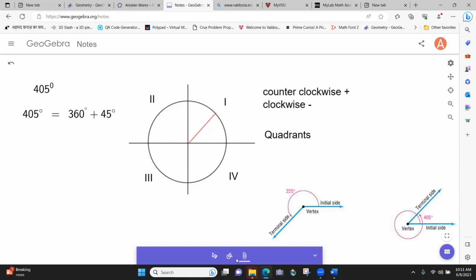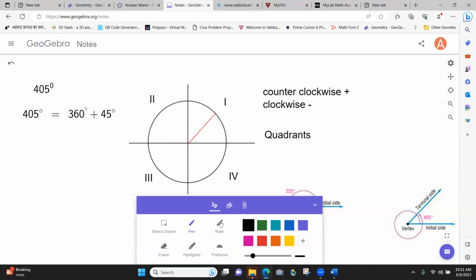Okay. Now, if you were to draw it, how would you draw it? You would do something like this. You're going to go like this. Do you see it? There's a little overlap. That means you made a full circle and then you came back 45 degrees. So this is 45 degrees.